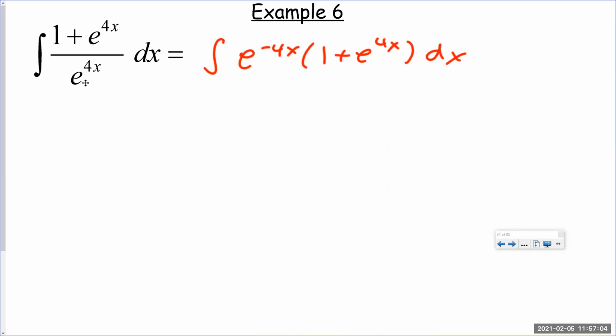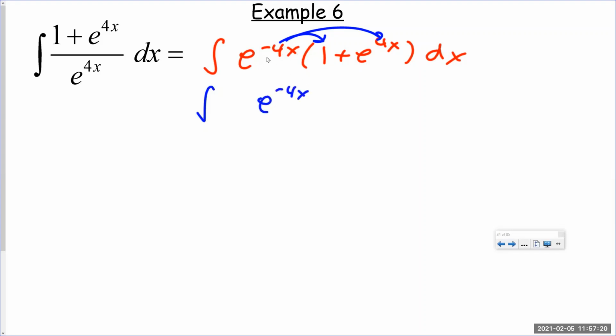First, I had a quotient rule, which I couldn't do. Now I have a product rule that I can't do. How does that help? You distribute. Guys, when you get stuck on these things that look like product rules, okay, you distribute. What is e to the negative 4x times 1? E to the negative 4x.